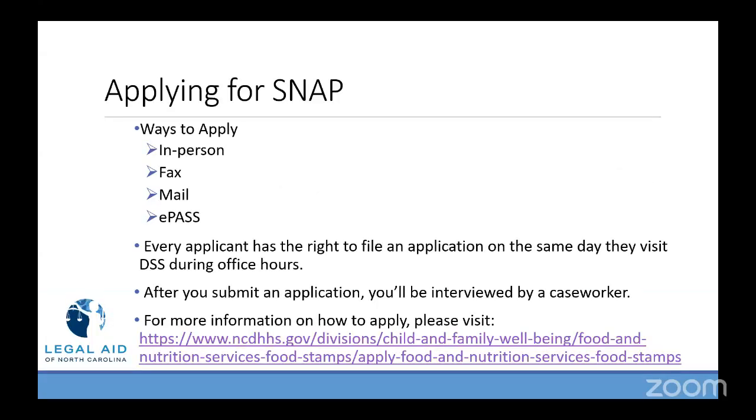There are several ways that you can apply for SNAP. You can choose whichever way is easier for you and your household. The first is to apply in person at your local Department of Social Services or DSS office. You can also print out a paper application online or pick up a paper application in the office and submit it by fax or mail to DSS. And then the last option that many people prefer is to apply online through the ePass program. Through that portal, you can apply for SNAP benefits, Medicaid, and other benefits administered by the Department of Social Services.